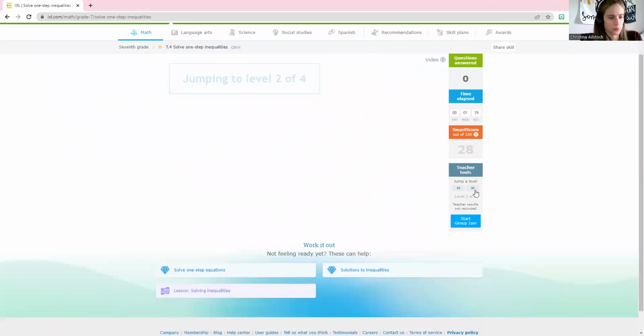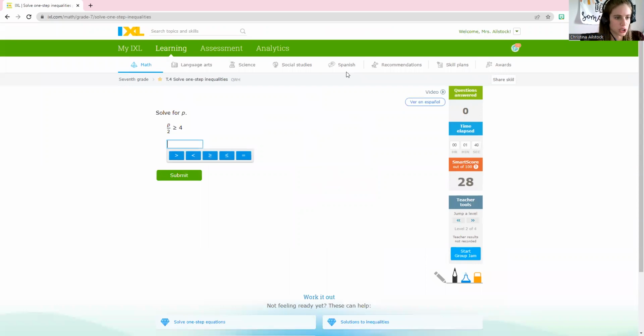Let's try another problem here. Ooh, this is a good one. We want to solve for P. So P divided by 2 is greater than or equal to 4. Our goal is to solve for P. We want to get P by itself.